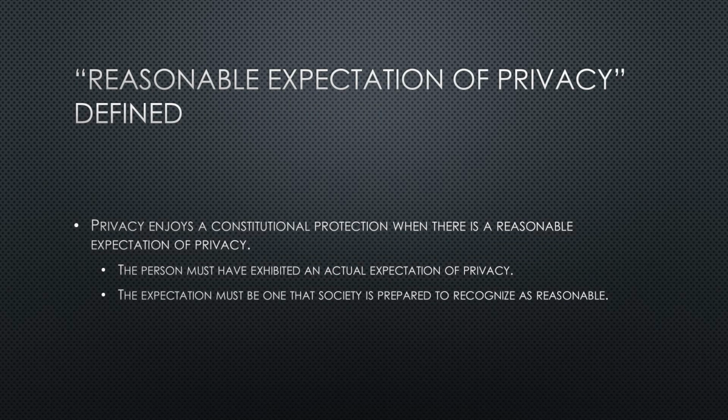So when we're talking about privacy, you don't have a right to absolute privacy. We're looking for reasonable expectations of privacy, and there is a definition. There are essentially two elements. The person must have exhibited an actual expectation of privacy, and that expectation that was exhibited, it must be one that society is prepared to recognize as reasonable. So when we're talking about what is a reasonable expectation of privacy, there's a subjective element to it, and there is a more objective element.